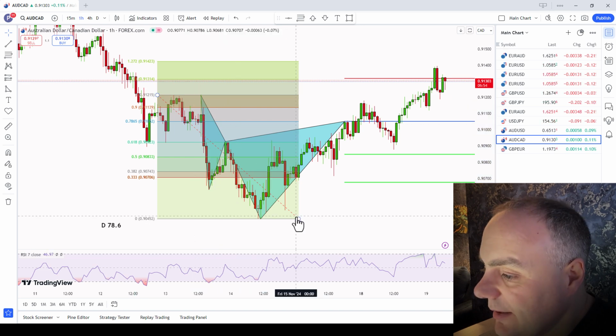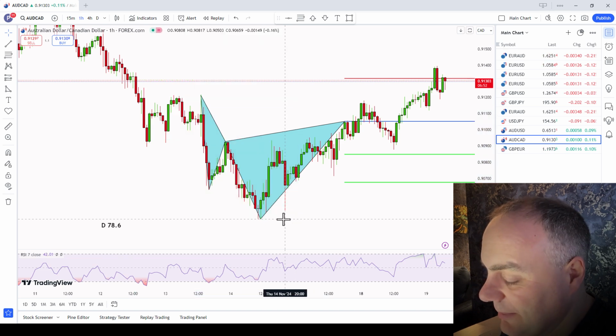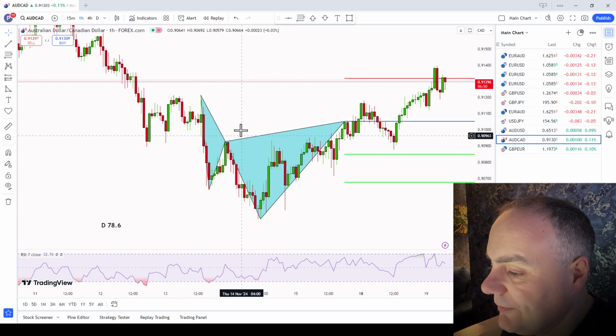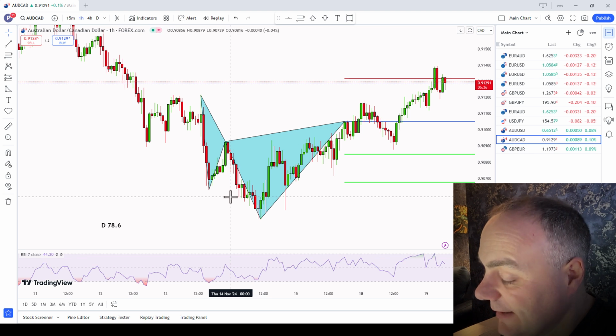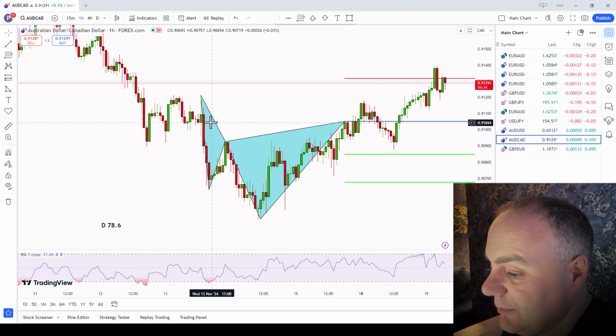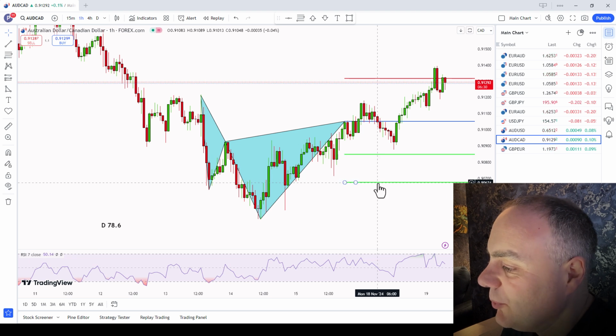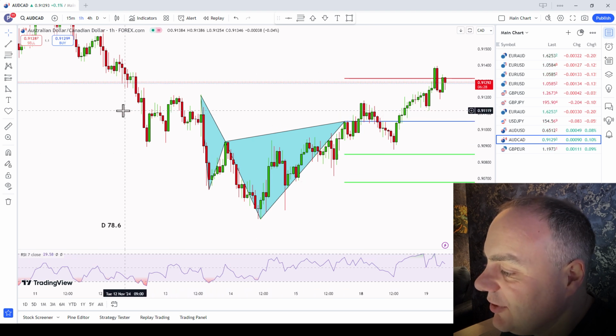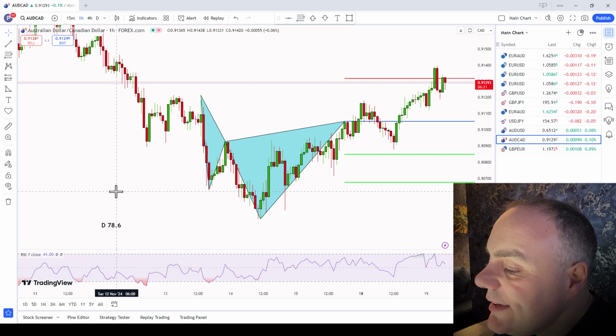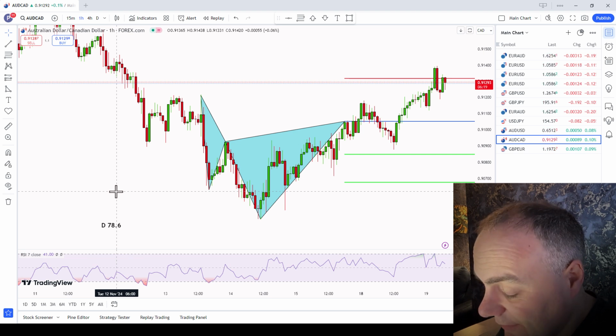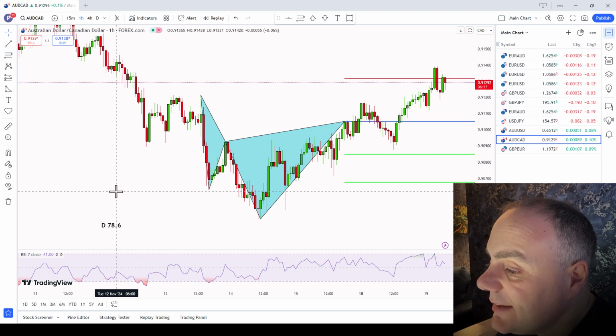Now, in particular, I highlight this cipher pattern because this is quite an interesting one because of what happened and the fact that it lost. And you might wonder, why are we looking at losing ciphers? Why not look at the ones that hit target 1 and then target 2? Well, I certainly find that we tend to look at these patterns in isolation.